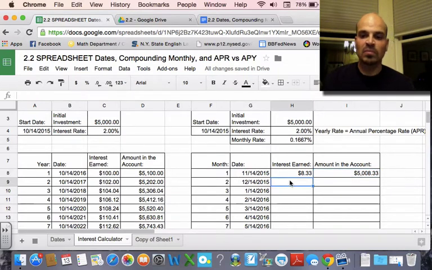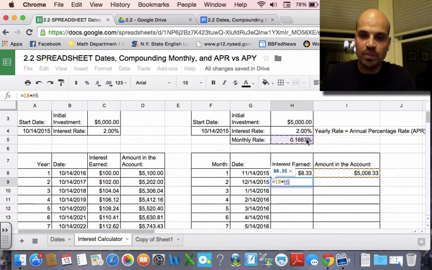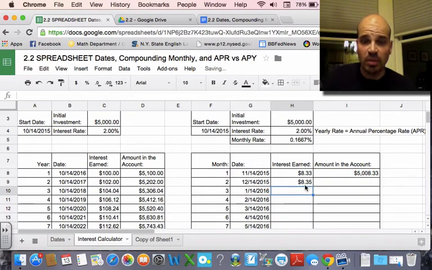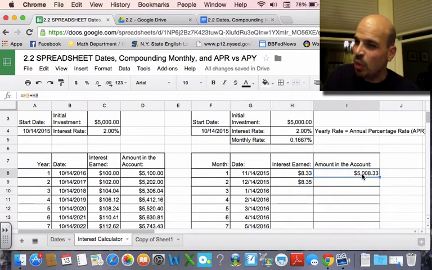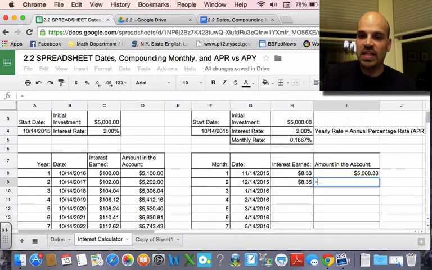So using my monthly rate, at the end of November 14th, I would have $5,008.33. Again, I can take this amount and multiply it by my percentage. That's my new interest. Notice it went up a little bit, $8.35. That's because I had a little bit more than $5,000 in the account. I originally started with $5,000. Now I have $5,008, so I get a little bit more interest, and my amount in the account is going to be my interest plus my old amount, which is this number.